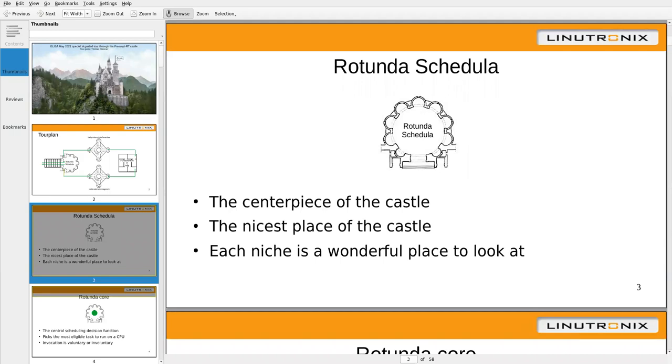and it's the centerpiece of the OS. It's the centerpiece of the castle, but it's also the nicest place. Why? I'll explain that in a minute. And it has these niches around, each of which is a wonderful place to look at. So let's go there and start.